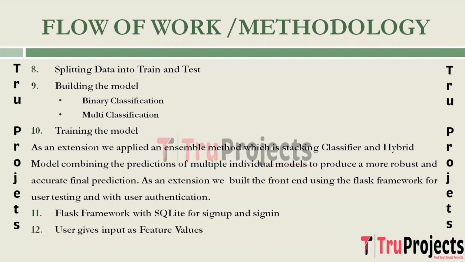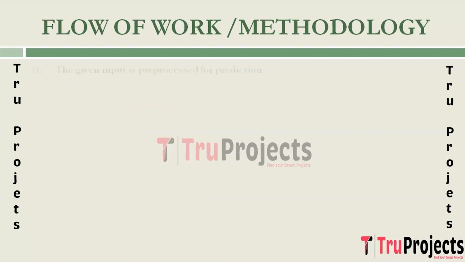User gives input as feature values. Users are allowed to input feature values through the front end of the web application. Coming to the next module, which is the given input is pre-processed for prediction. Here we pre-process the user input to align with the format expected by the trained machine learning model. This includes encoding categorical variables, scaling numerical features, and handling missing values.